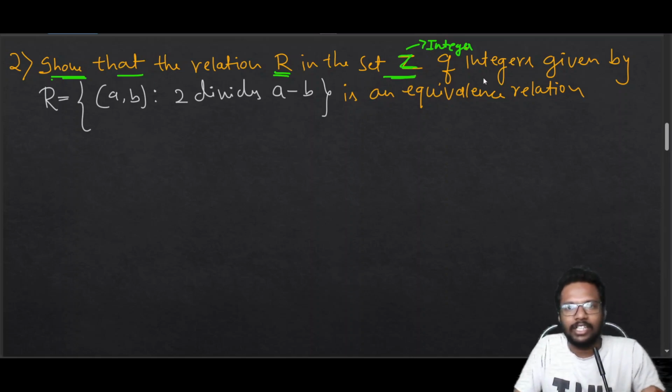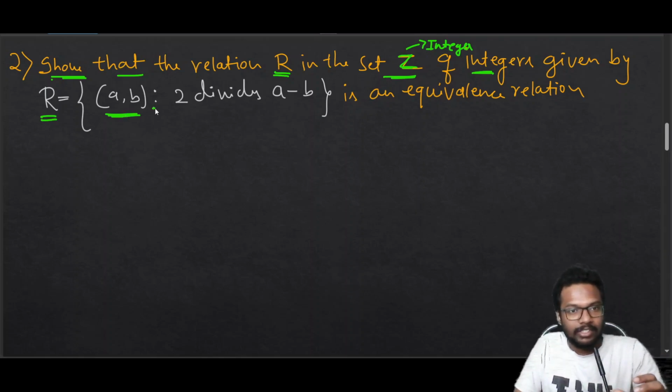So positive numbers, negative numbers, and 0 are contained. The set Z of integers is given, and they have defined R here. The set R has the ordered pair (a, b). In the previous question they mentioned the ordered pair (T1, T2) because they had defined the set T, which contains all triangles. But in this particular set R, they mention the ordered pair (a, b). Here (a, b) means a is related to b.